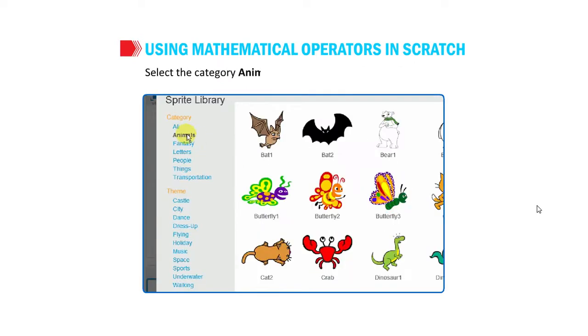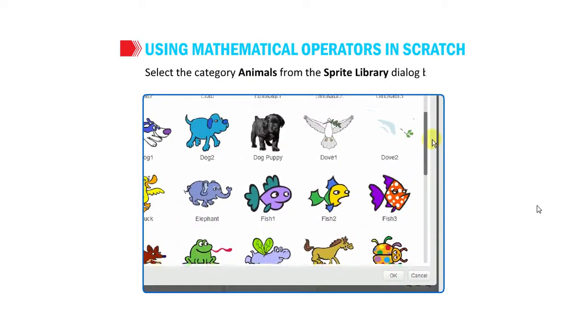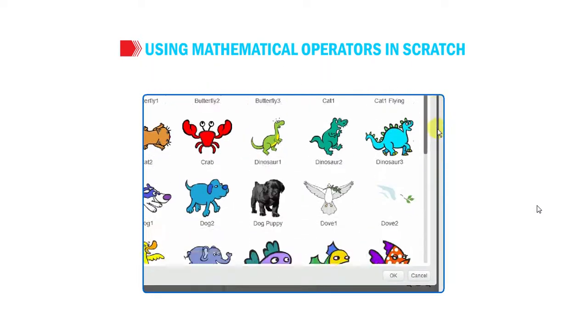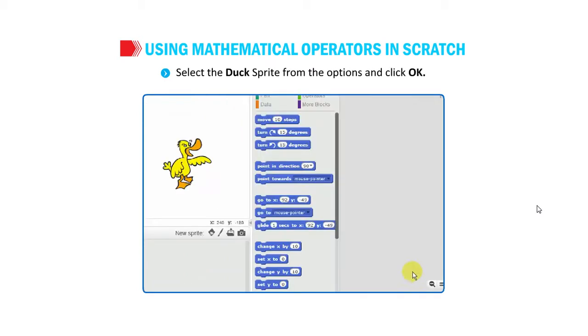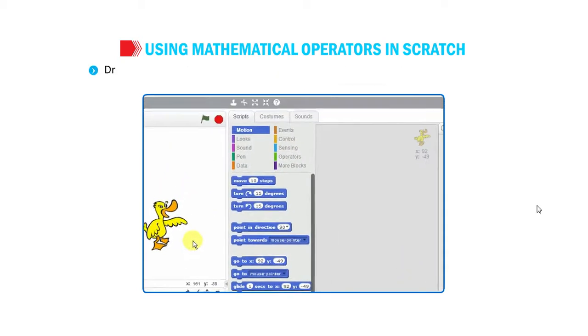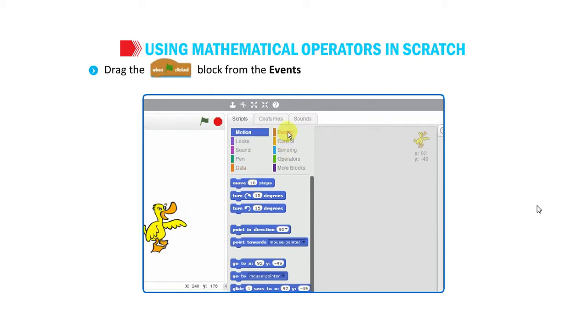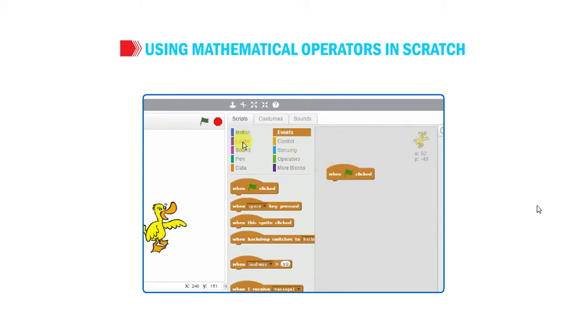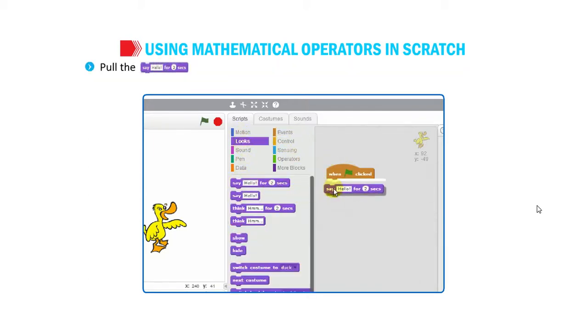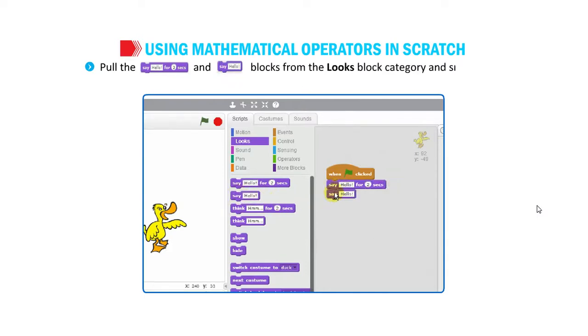Select the category Animals from the Sprite Library dialog box. Select the Duck sprite from the options and click OK. Drag the When Clicked block from the Events block category under the Scripts tab and place it in the script area. Pull the Say Hello for 2 seconds and Say Hello blocks from the Looks block category and snap them together underneath the When Clicked block.